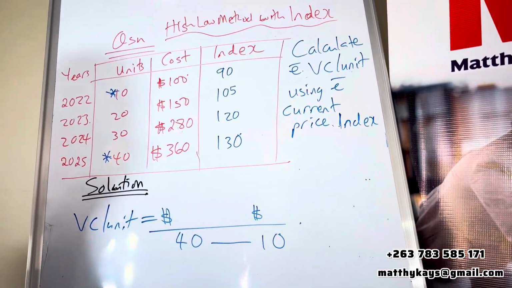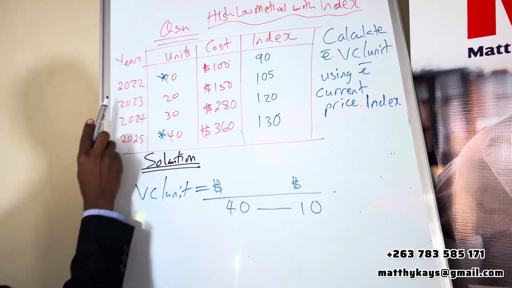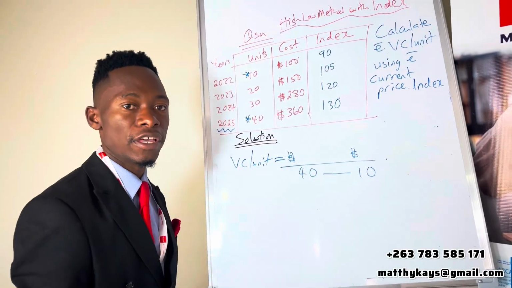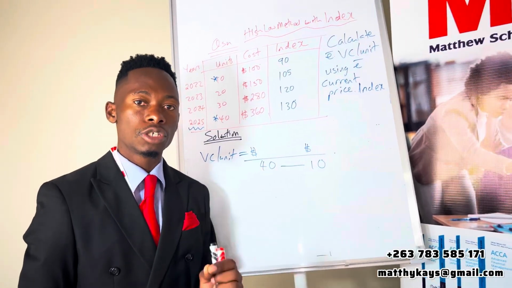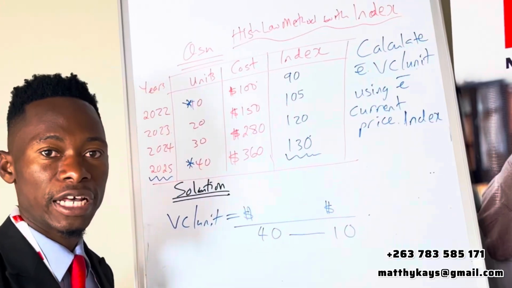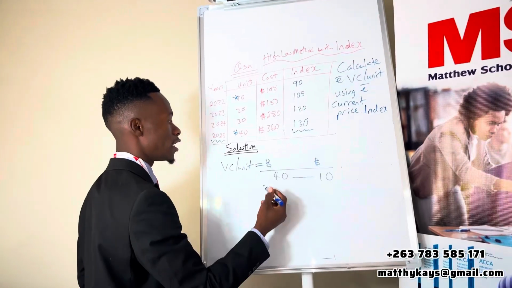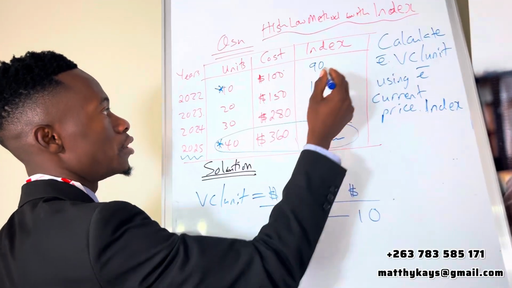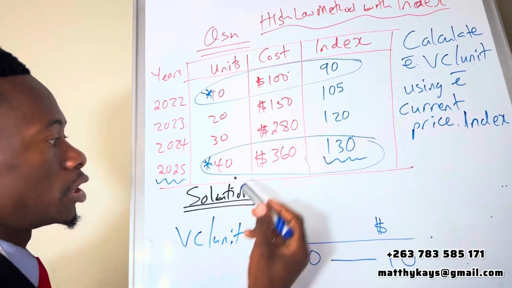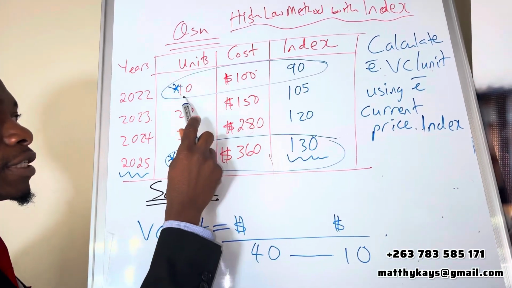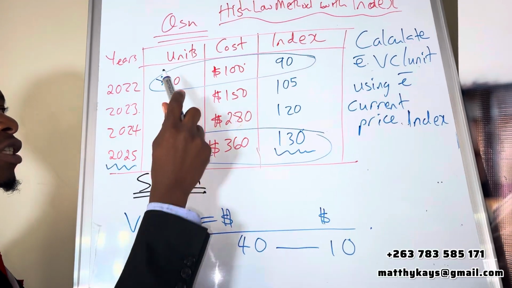So the current price, let's look at the years. This is 2022 up to 2025. So that means 2025 is our current year here, which means 130 is our current index. So that means looking at this is all I need. This is our information, because I've said high-low method, we say highest versus the lowest. Highest units versus the lowest units.